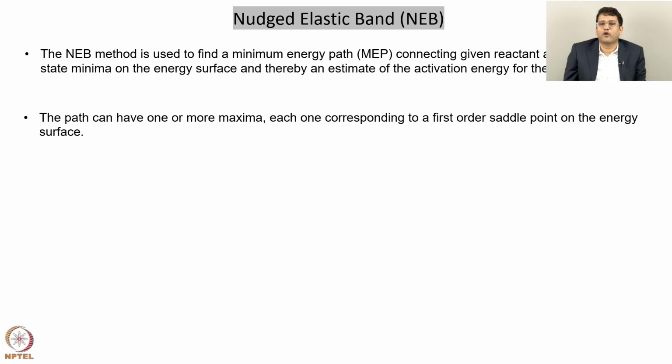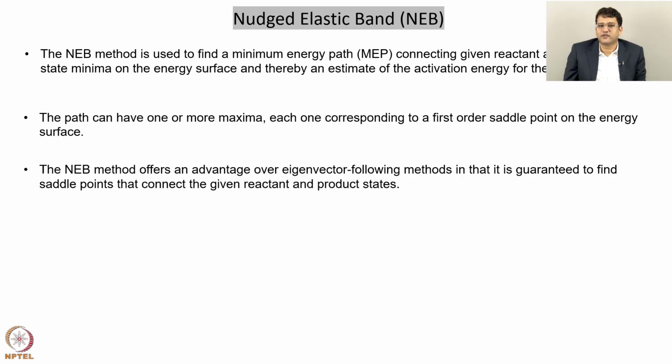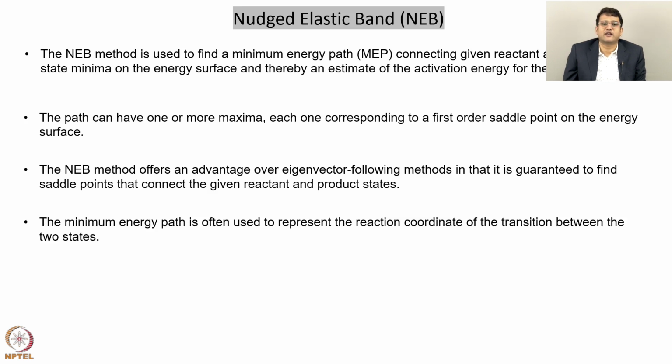The path can have one or more maxima, each one corresponding to a first order saddle point, and the NEB method offers an advantage over the eigenvector following method which we were doing before, in that it is guaranteed to find a saddle point that connects the given reactant and product state. But sometimes it will not converge to the proper transition state. So, you have to check whether it has converged to a proper transition state or not. It may be a saddle point, but may not be the saddle point connecting the reactant and product.